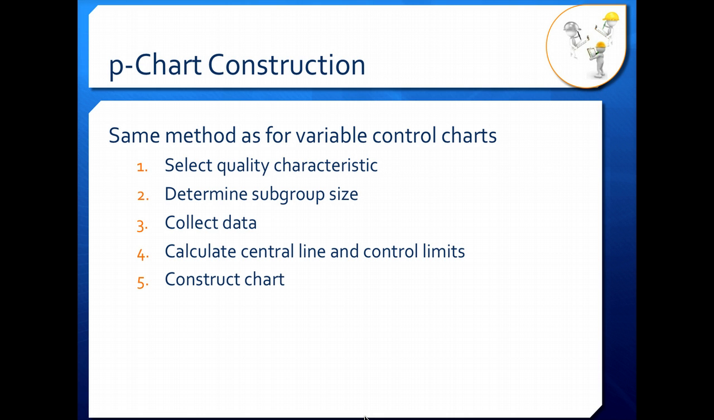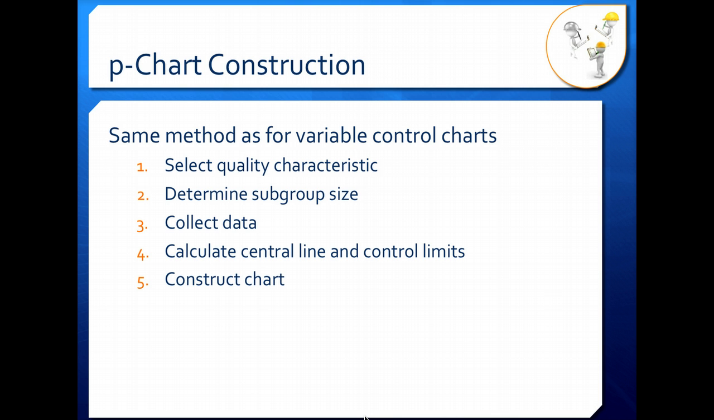Next thing you want to do is determine your subgroup size. Your subgroup size depends on P, which is the fraction nonconforming in your population. So the smaller your P is, the fewer nonconformities you have in your general population, the bigger your sample, or your subgroup, needs to be, so you can properly estimate how many nonconformities are in your entire population. Usually you need at least 50 points for a proper subgroup.